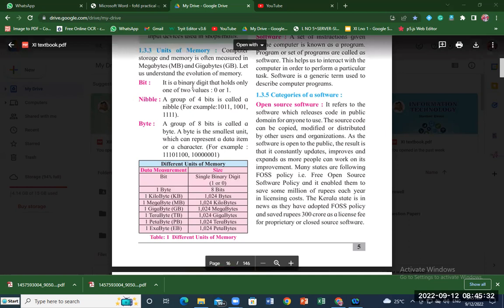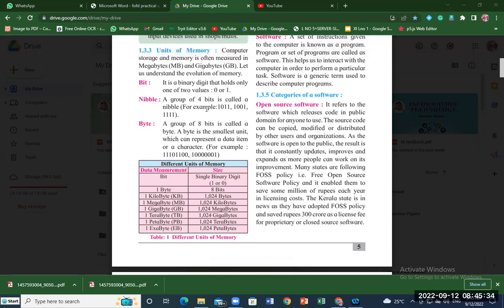Nibble: if I combine 4 bits, 4 values, for example, 1, 0, 1, 1. These are the 4 bits. I can call it a nibble. When I combine 8 bits, for example, 1, 1, 1, 0, 1, 1, 0, 0, right? A combination of 8 bits, then I call it a byte.